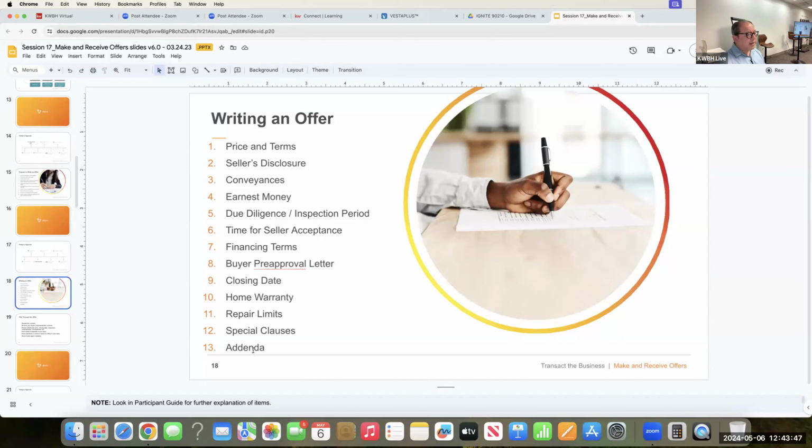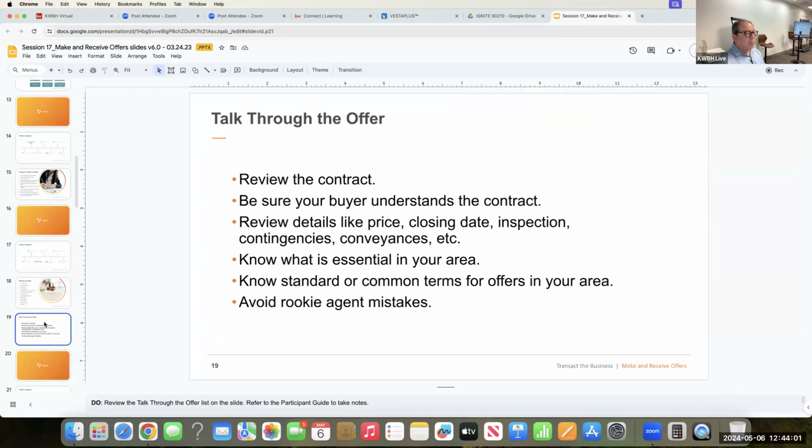An addendum. So addenda will just be, is this a trust sale? Then we'll have to add a trust addendum. If it's a short sale, we'll add a short sale addendum. So there's different things that we'll add specifically to each property if necessary.